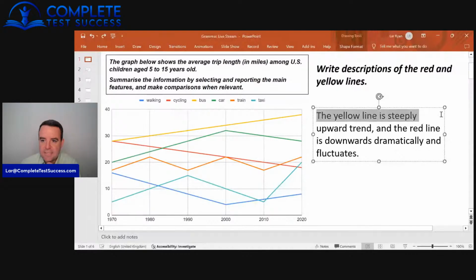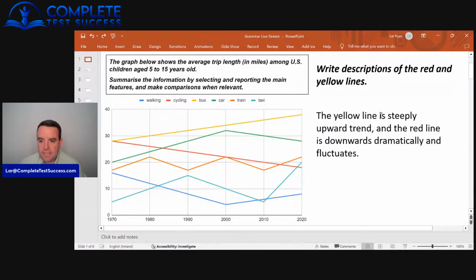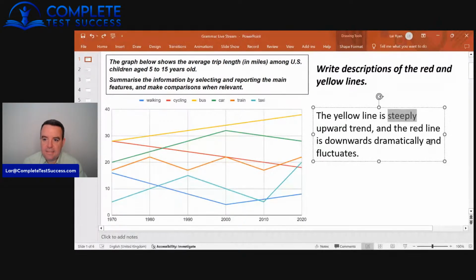The yellow line is steeply upward. Now the word "steeply", we use this to describe a verb. So it rises, or it rose steeply, or it dropped steeply. But we use an adverb to describe a verb, and the verb here is the word "is". You're not trying to describe the word "is", you're trying to describe the upward trend. So we can say a steep upward trend, because this is a noun phrase. So "steep" is an adjective to describe a noun, rather than using an adverb to describe a verb.